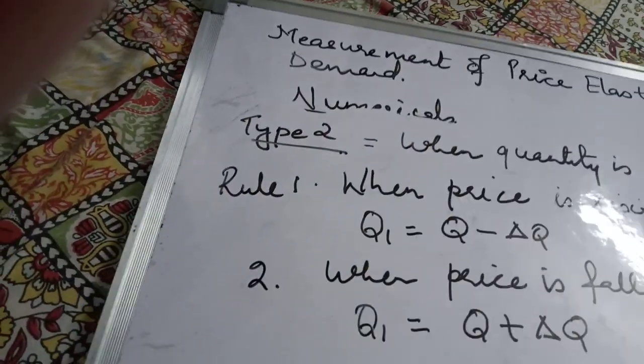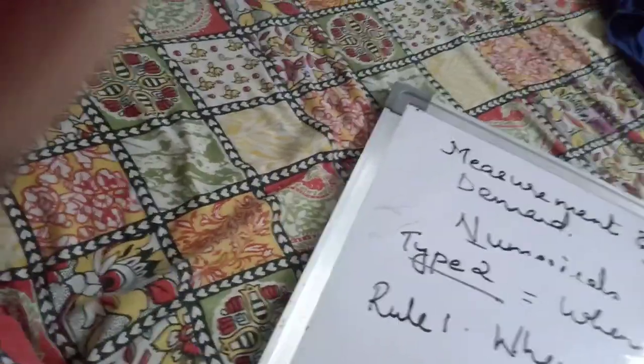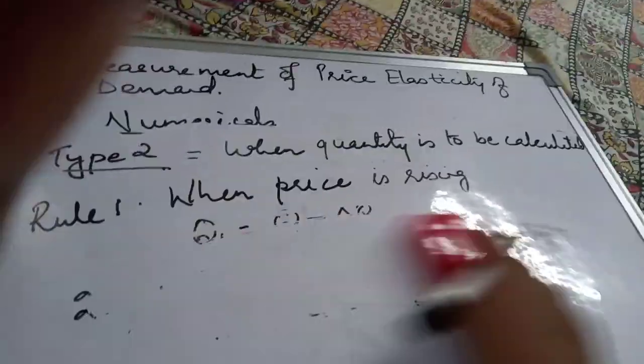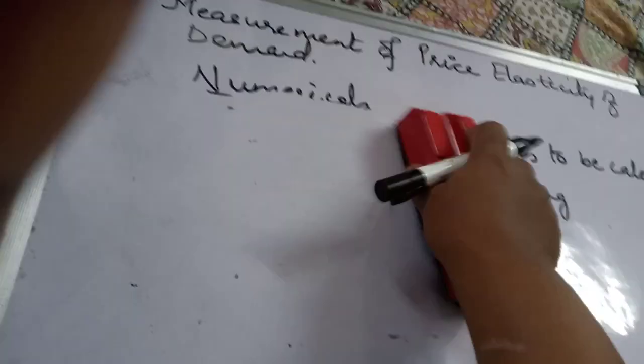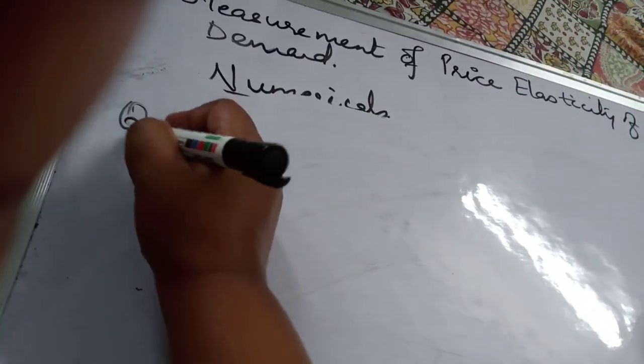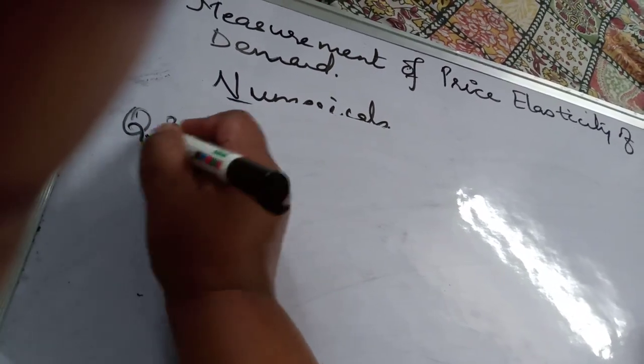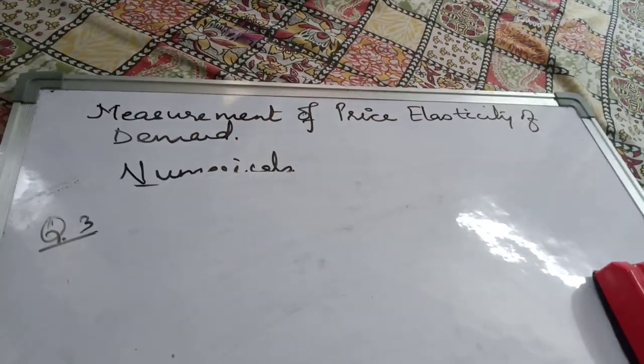You're going to put all the values. Should I rub this? You've already written this, I think. So I'm going to write the question now. Solve the question now. Question number 3. Question number 2 was the earlier one, which you had to do earlier on your own.